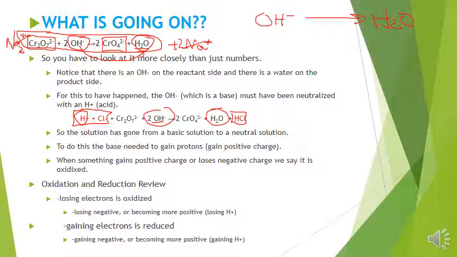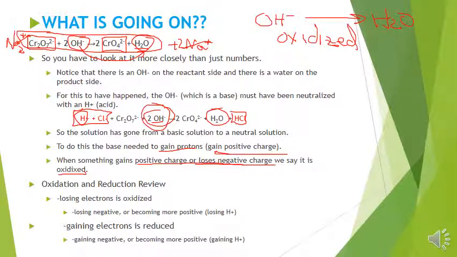To do this, the base must have gained protons, which means it has gained a positive charge. That's going to tell us whether this species has been oxidized or reduced. When something gains positive charge or loses negative charge, we say it's oxidized. So what's happening is this OH minus is being oxidized. It's not just one atom. It's the whole species that gets oxidized.